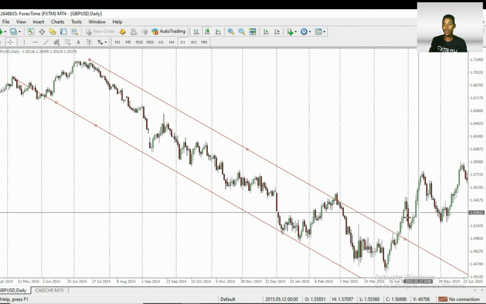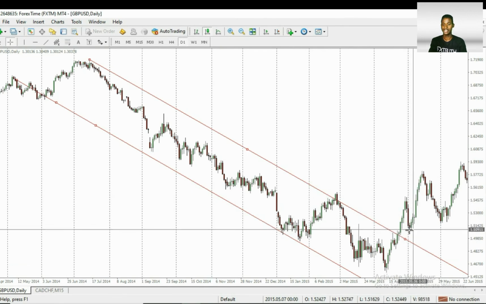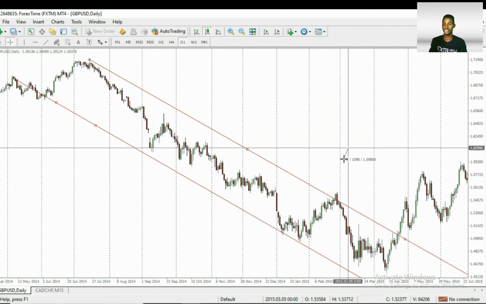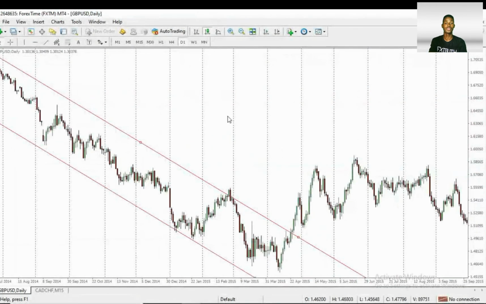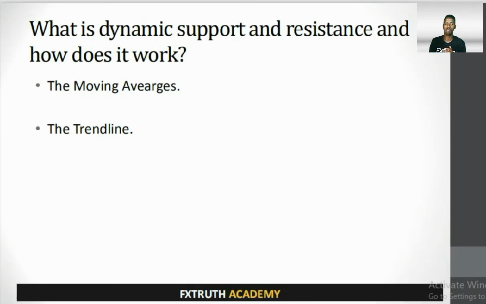Are you seeing it now? Even when it broke out, it respected it a little. I want to say it respected it a little before it started moving towards the horizontal support and resistance. So you see, this is how you draw the dynamic support and resistance to capture key areas on the forex market. So now, with all this said and done, let's get back to our lessons and move forward.